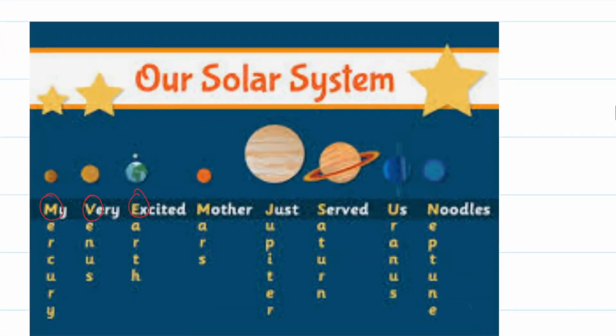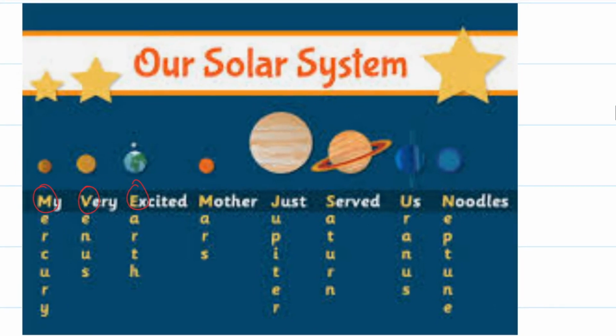Again, when I first started teaching in the 1990s, Pluto would have been classed as a planet, and the sentence that was usually used then was my very energetic mother just swam under North Pier. So I taught that for years.